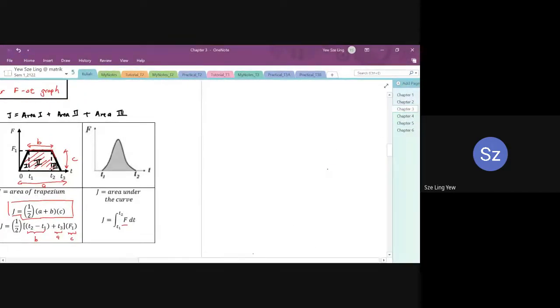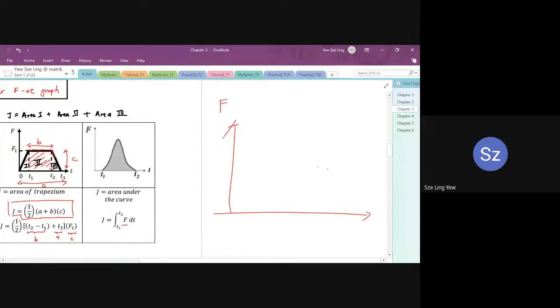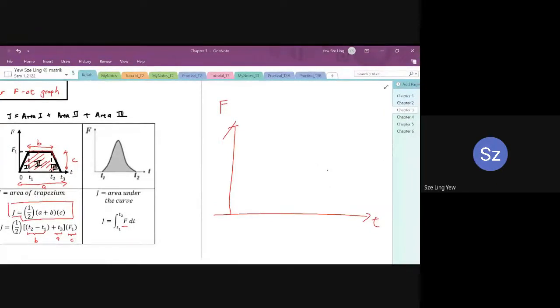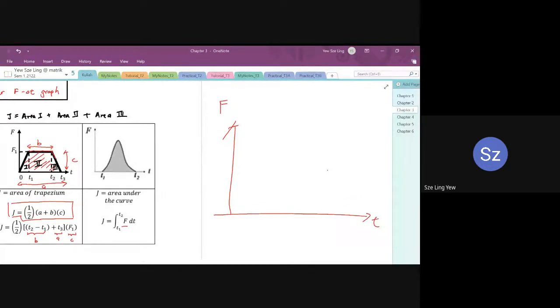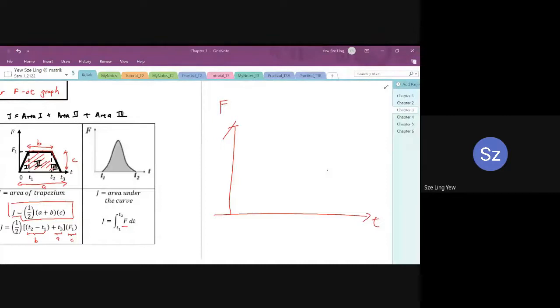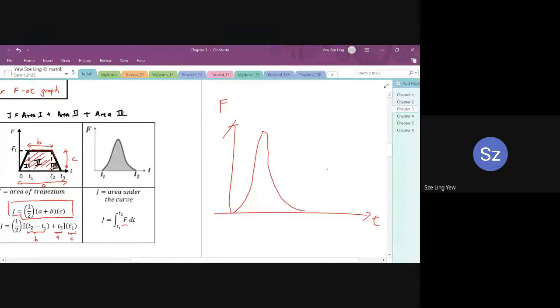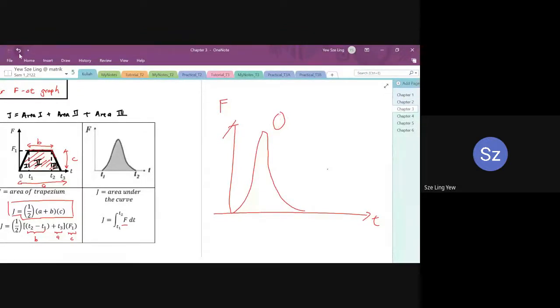So now if you drop an egg, this is your F against T. If the time interval is very, very short, let's say you have a large force over a short time, then in this case the egg will break. So this is your egg and then it will break.